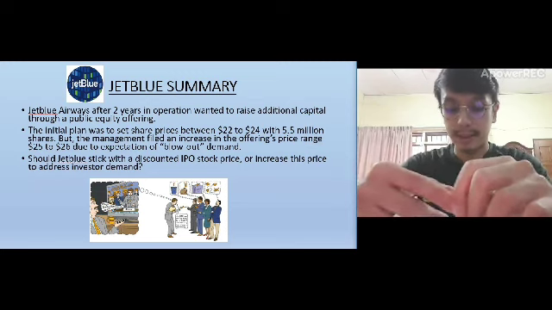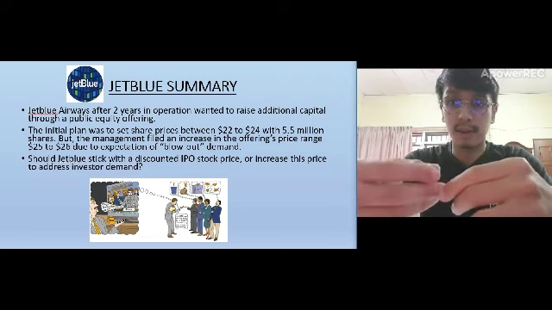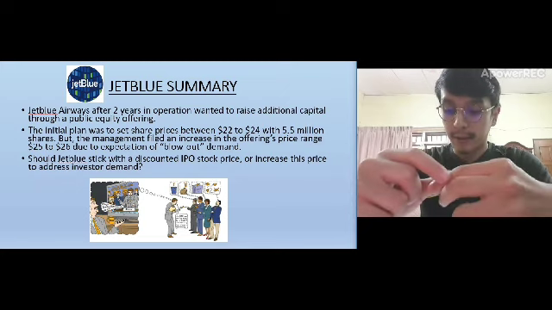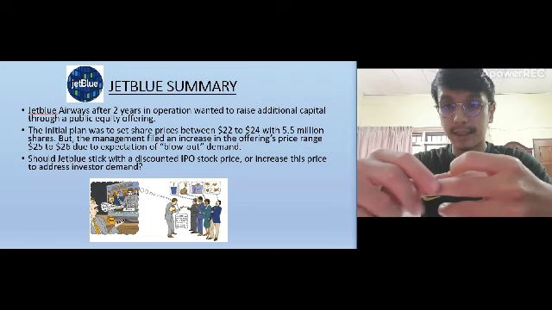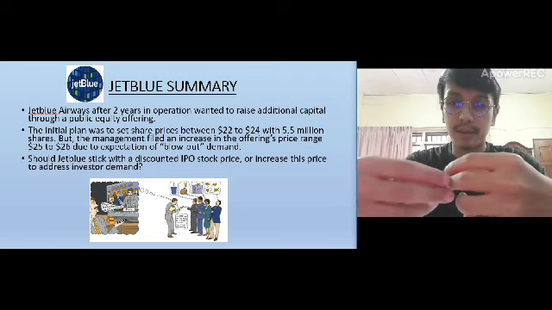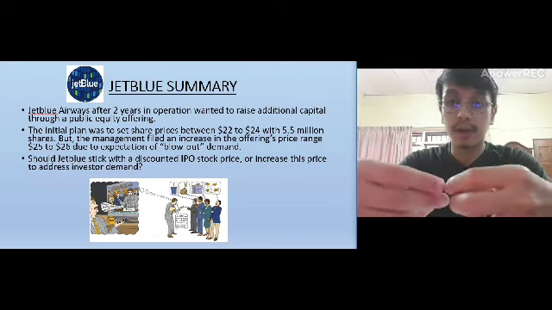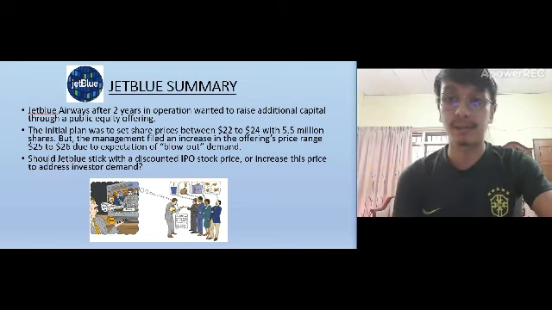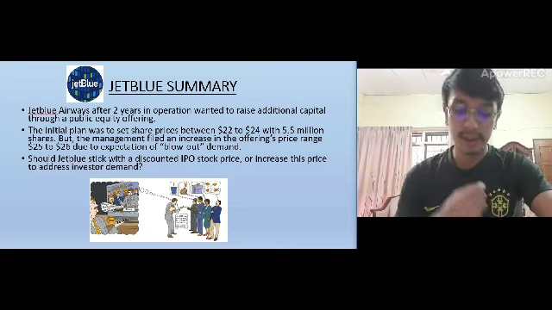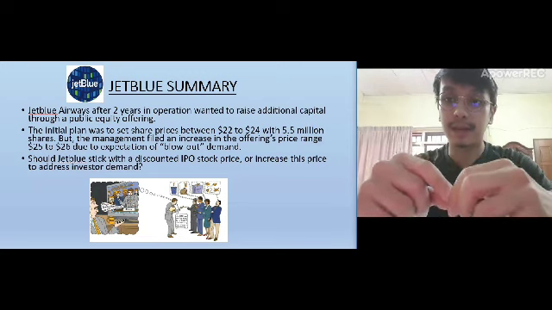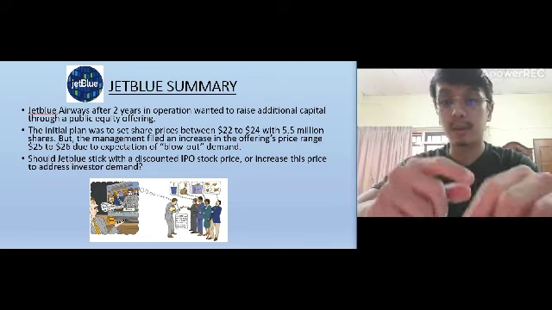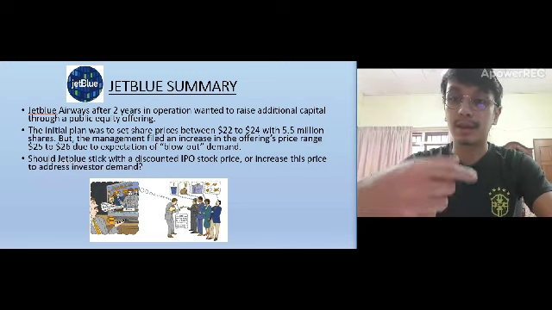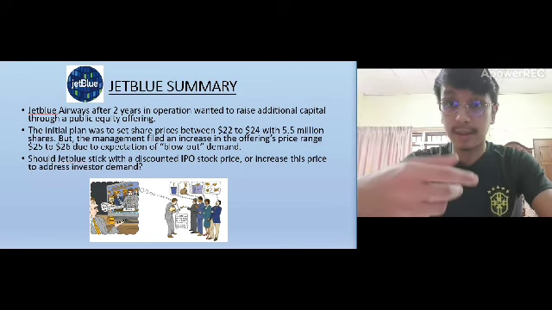Through their roadshow, they actually got to set the share price from $22 to $24 with 5.5 million shares. But after that, the management filed to increase the offer price to $25 to $26 because they expected better demand from investors. So the problem statement is, should JetBlue stick to their discounted IPO price listing of $22 to $24 or actually increase to $25 to $26 per share in order to address investor demand?